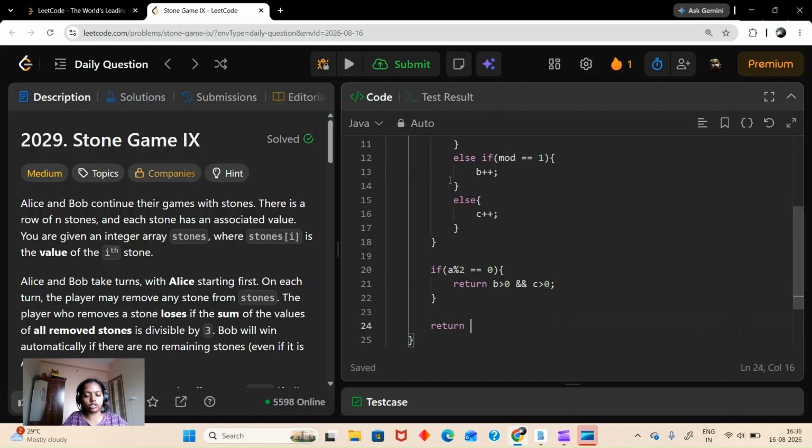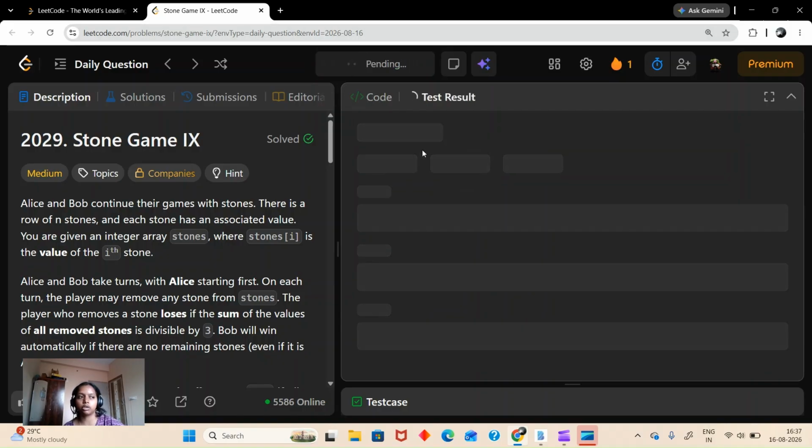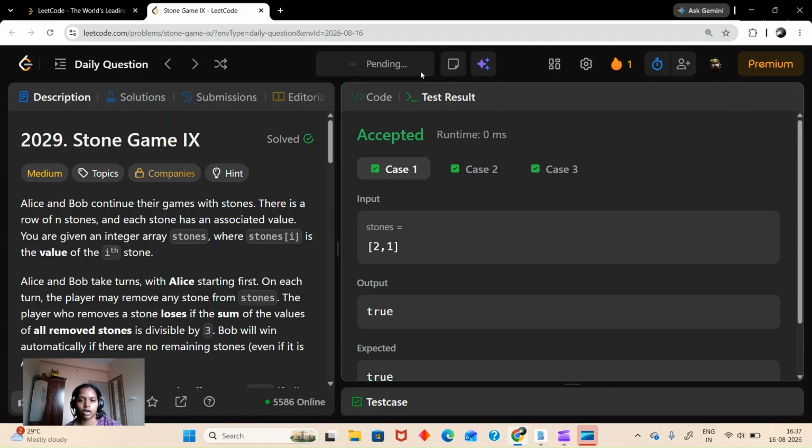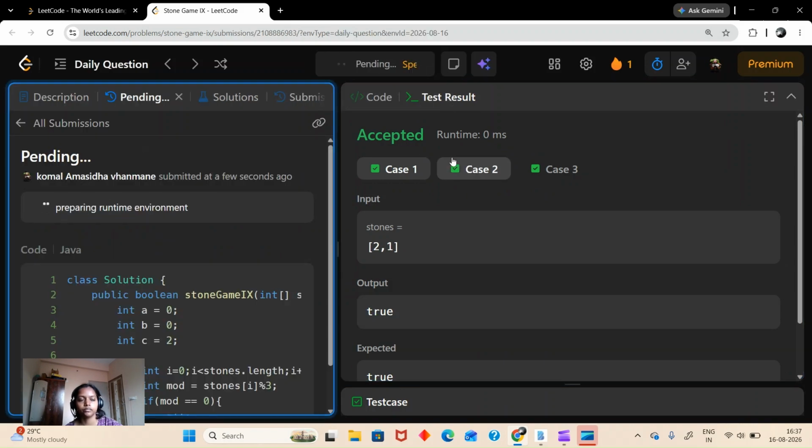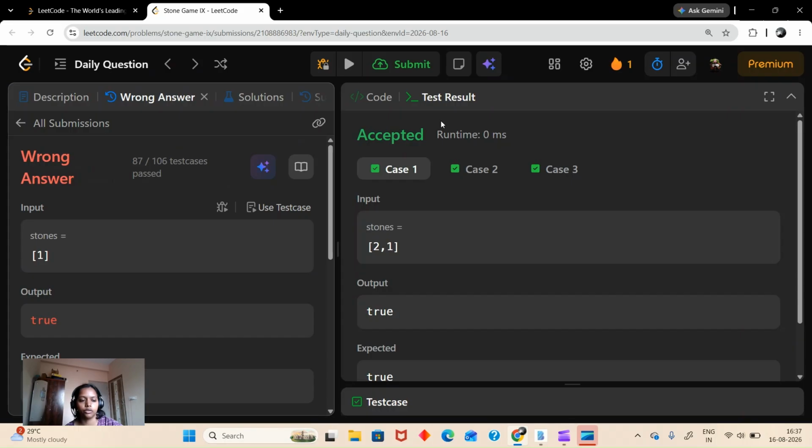Now if it is odd, what you have to return is Math.abs of b minus c, which is greater than 2. Then only you have to return true, else false. Why? Because one will make Alice lose if Bob is taking the advantage. Then a minimum of 3 we want.